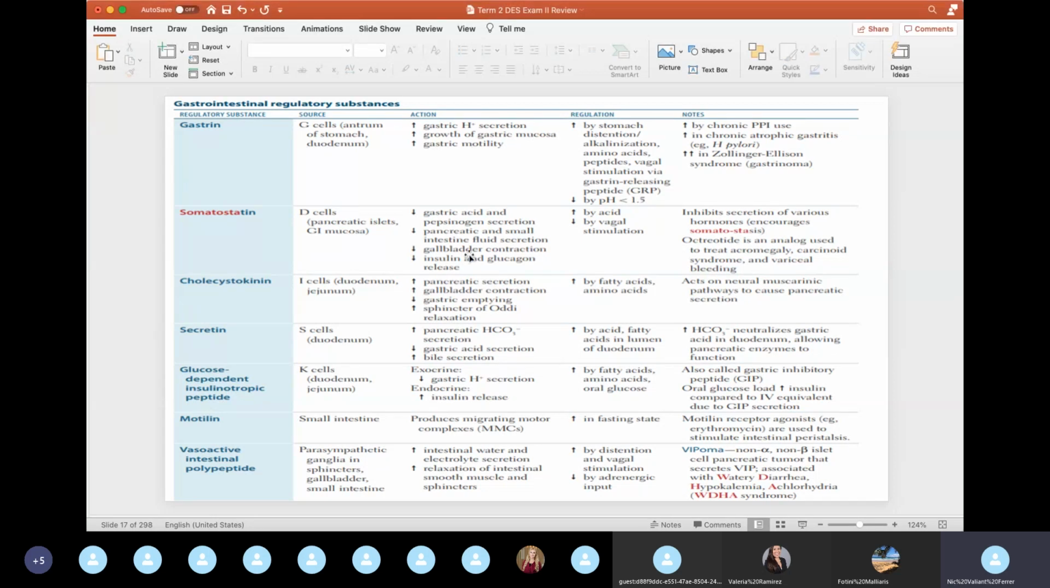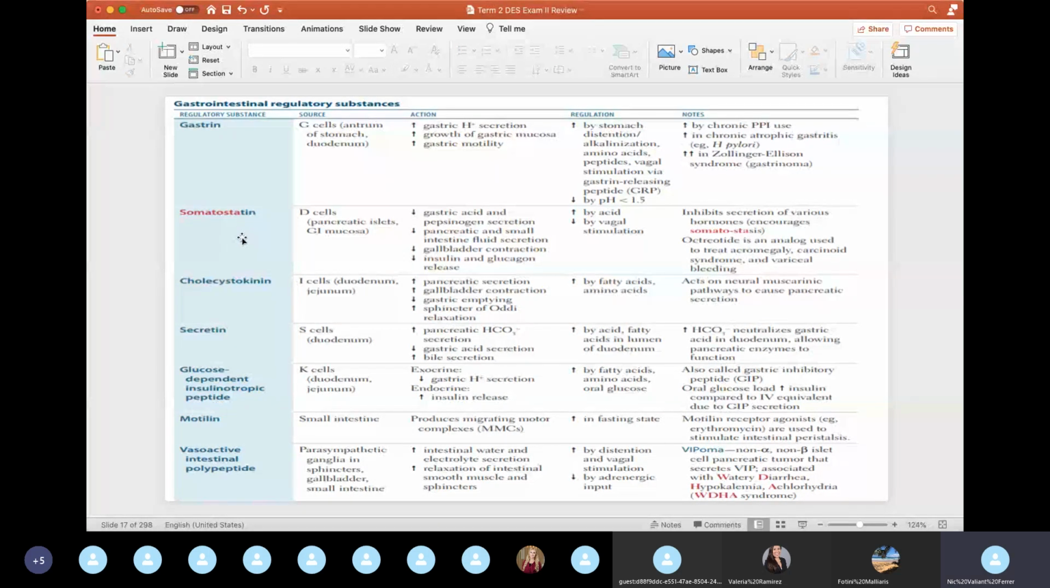But for now, know gastrin, know the source, G cells, know the action. How are we going to regulate this one? If the pH of the stomach is less than 1.5, the gastrin is decreased because we are now in an acidic environment. Gastrin is increased in chronic PPI, proton pump inhibitor use, chronic atrophic gastritis, and Zollinger-Ellison syndrome, which is a gastrinoma. You have too much gastrin in the stomach.